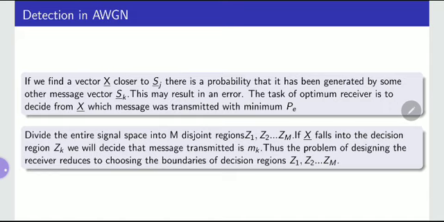So if we can make such regions, our problem of designing the receiver reduces to choosing the boundaries of the regions Z1, Z2, etc., Zm. So the problem of designing the optimum receiver.